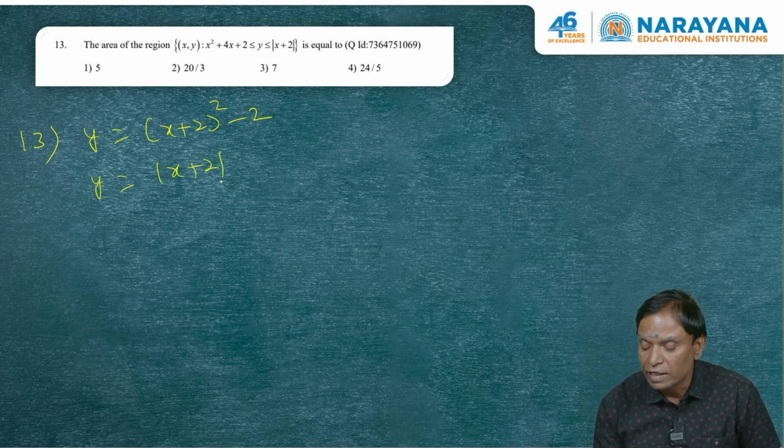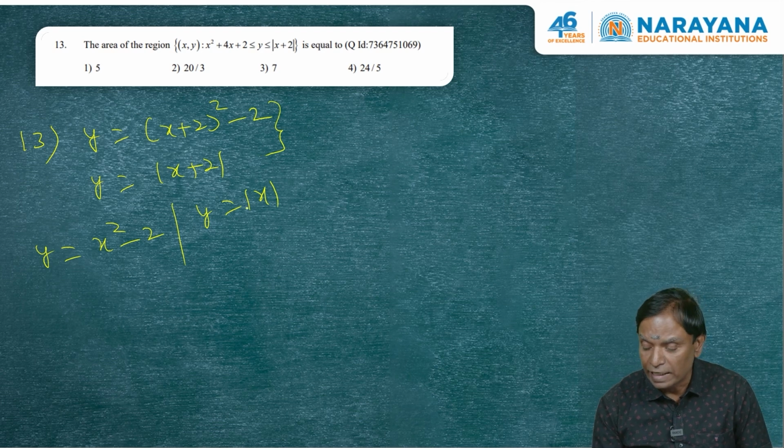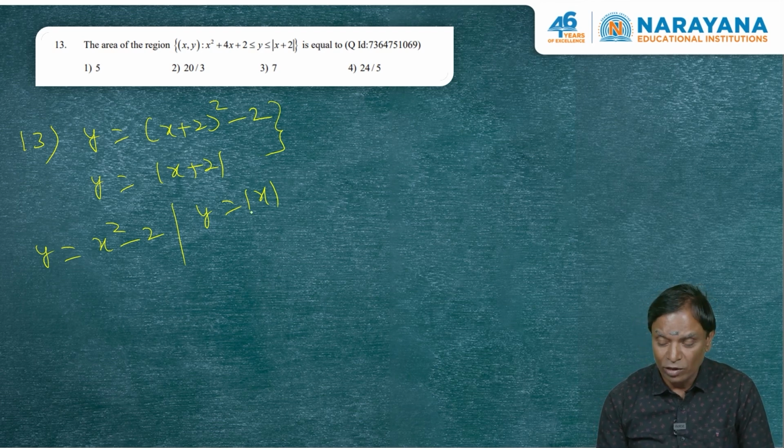Now since it is translated, replace x plus 2 with x. The given equations reduce to y is equal to x square minus 2 and y is equal to mod x. The area between these two curves is the same as the area between the original two curves. You can solve these two equations to get the value of x.